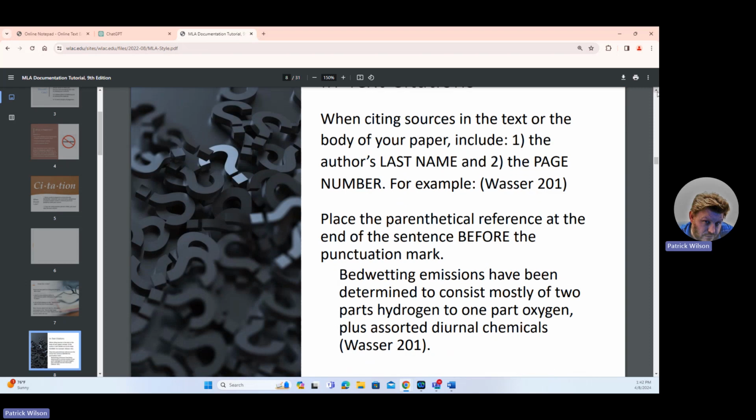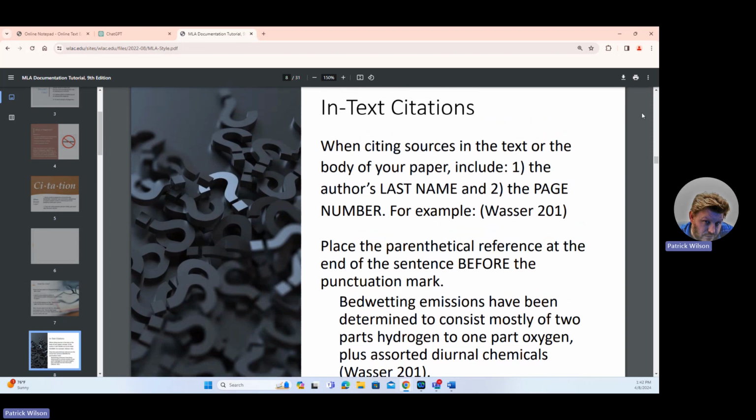In-text citation. Parenthetical citation. When citing sources in the text of the body of your paper, include 1, the author's last name, and 2, the page number. For example, Wessler 201. Notice there's no comma, there's no kind of punctuation, there's just a space between the author's last name and the page number. You don't have to abbreviate the word P for page or PP for pages. It's just the author's last name and the actual number.